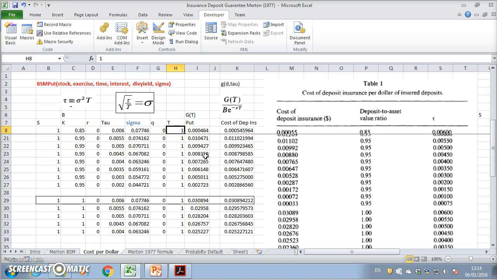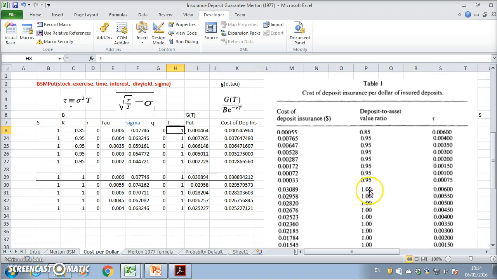Okay, so if we move down the table a little bit and come down here where we have deposits to assets of 1, in other words, no equity buffer, and the volatility, the tau, is equal to 0.06, that would imply a Black-Scholes volatility of 0.07, and working out the value of the put using the VBA function as already outlined, and then dividing that by the value of B, discounted at the risk-free rate, we get the value here of this in terms of cost of deposit insurance per dollar of insured deposits is 0.03.